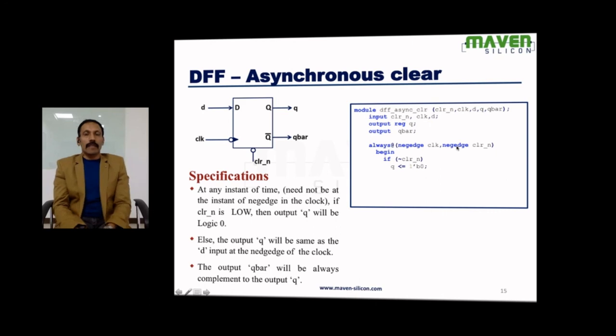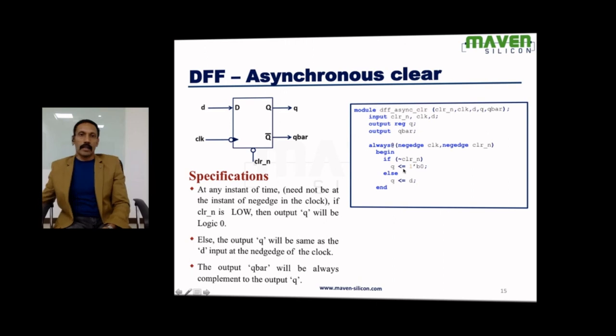Okay. If clear is active low, so not of clear. Whenever clear becomes 0, then the condition becomes true, then Q gets 0. You have to visualize like this. Else Q gets D. This is how we produce Q. Whenever Q changes, Q bar also changes. So Q bar equal to not of Q.